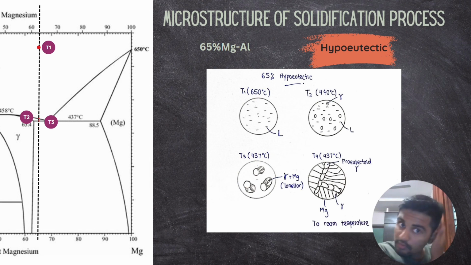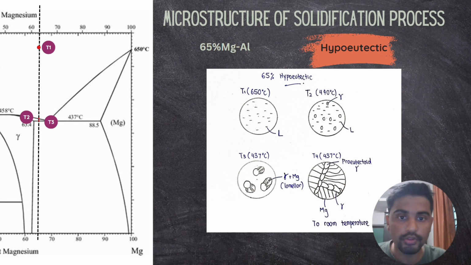So first of all, I will explain the microstructure of the solidification process of hypoeutectic 65% magnesium aluminum alloy. So firstly, we will start at T1, which is a temperature of approximately 650 degrees. The first microstructure here, at T1, 650 degrees, is where the liquid mixture is cooling. This is the beginning of the mixture cooling.